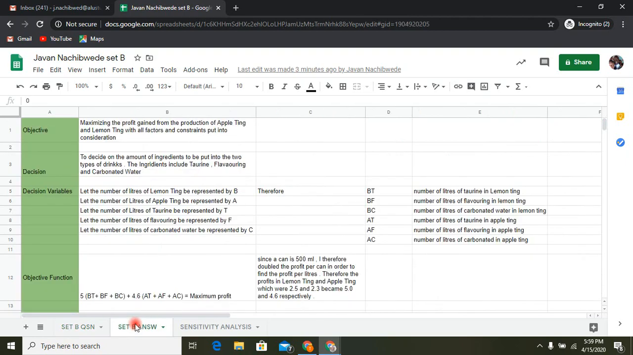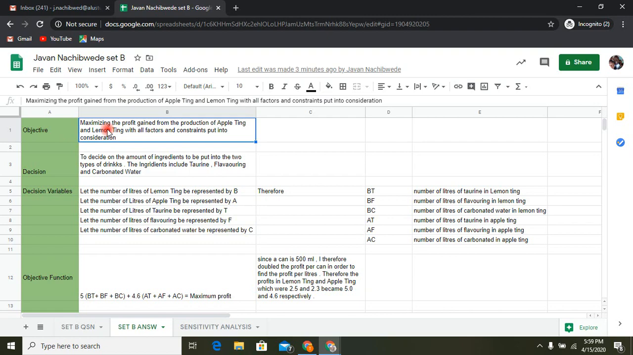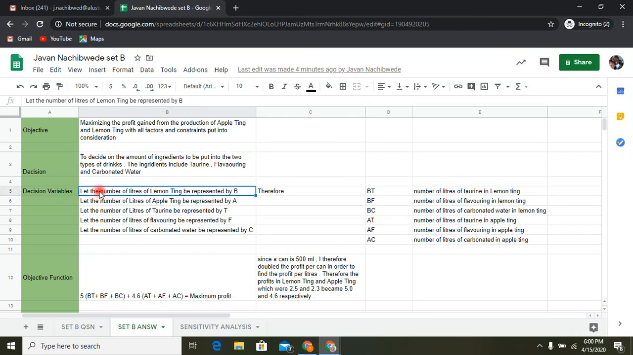So I went to my spreadsheet, and this is it. My objective, as stated earlier, is maximizing the profit gained from the production of apple tongue and lemon tongue, with all factors and constraints put into consideration. The decision was to decide on the amount of ingredients to be put. For example, how much taurine will be put into lemon tongue, and so forth. These are the decision variables, with letters assigned to the various ingredients.